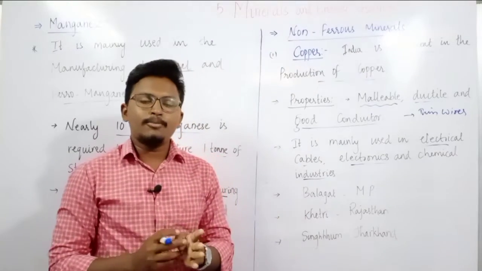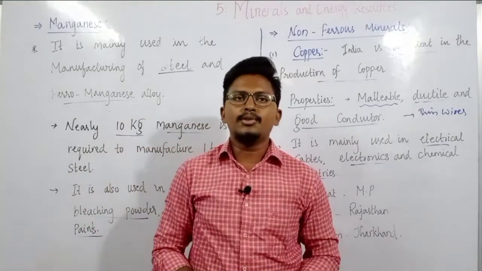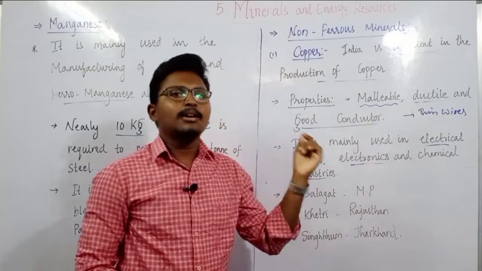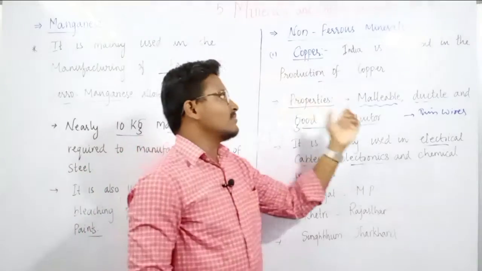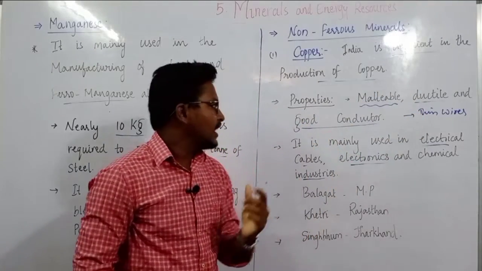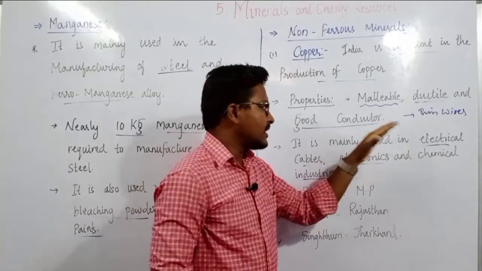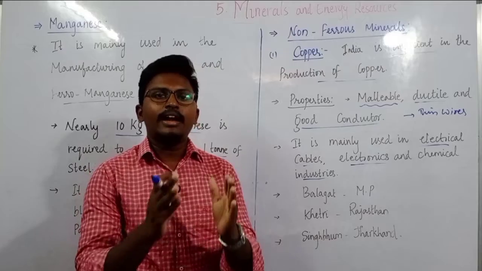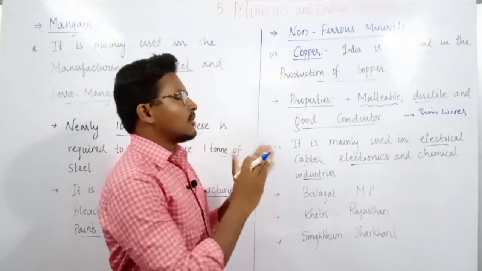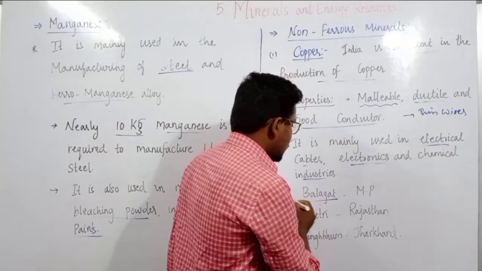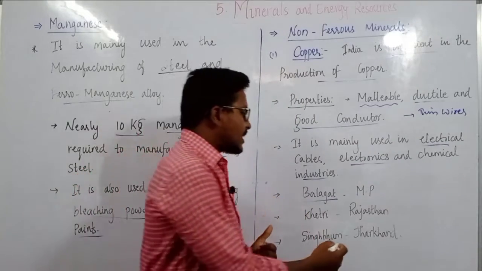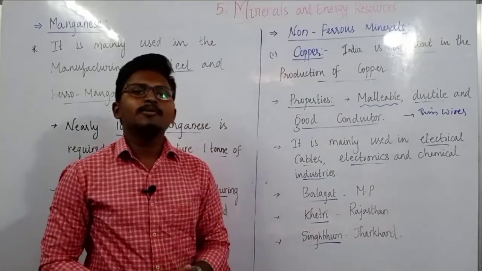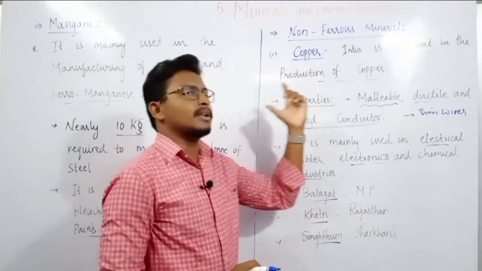Sometimes you can be asked to explain copper. Therefore you need to write that India is deficient in its production, but it has very good properties such as being malleable, ductile as well as a good conductor. It is used in electrical cables, electronics as well as chemical industries. And the leading producers of copper are the Balaghat mines in Madhya Pradesh, Khetri mines in Rajasthan, as well as Singhbhum district in Jharkhand.